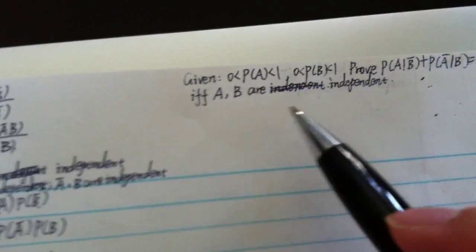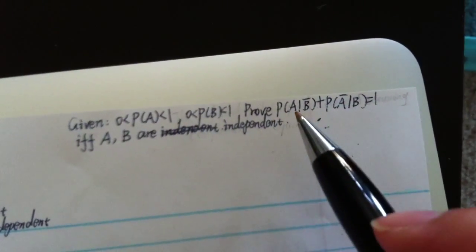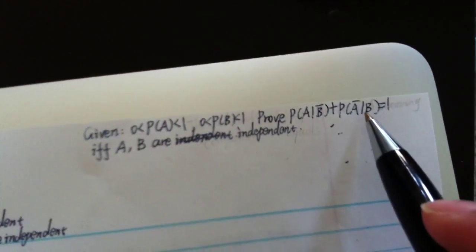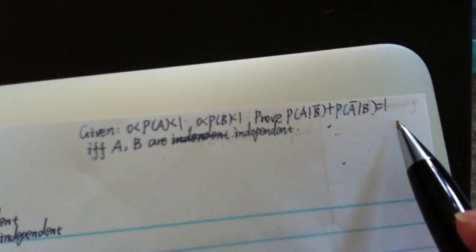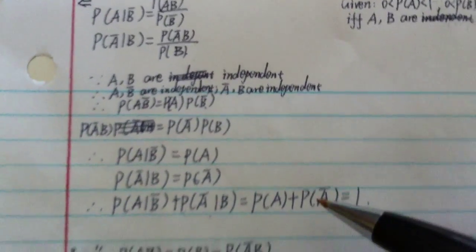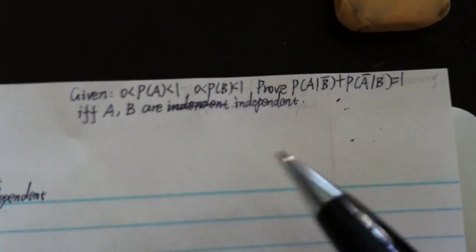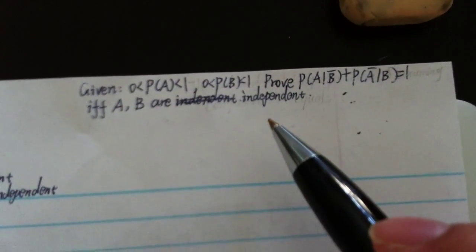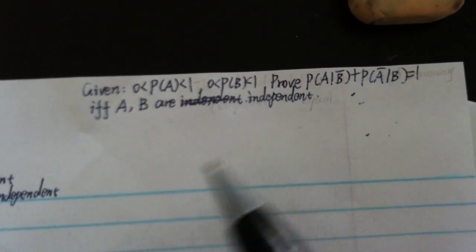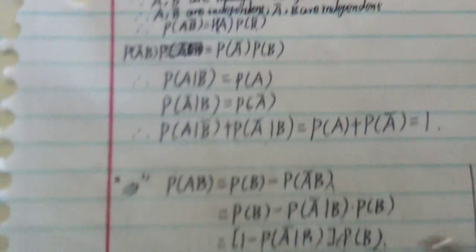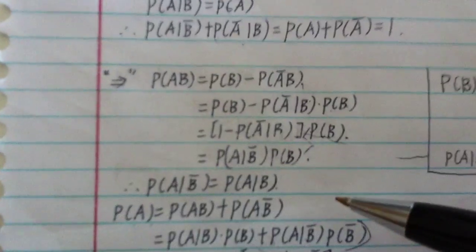Then we prove that if A and B are independent, the probability of A assuming B naught plus the probability of A naught assuming B equals 1. We can finish the first thing, and then we begin the second thing. That is to prove that A and B are independent through this function. And now let's begin the second thing.